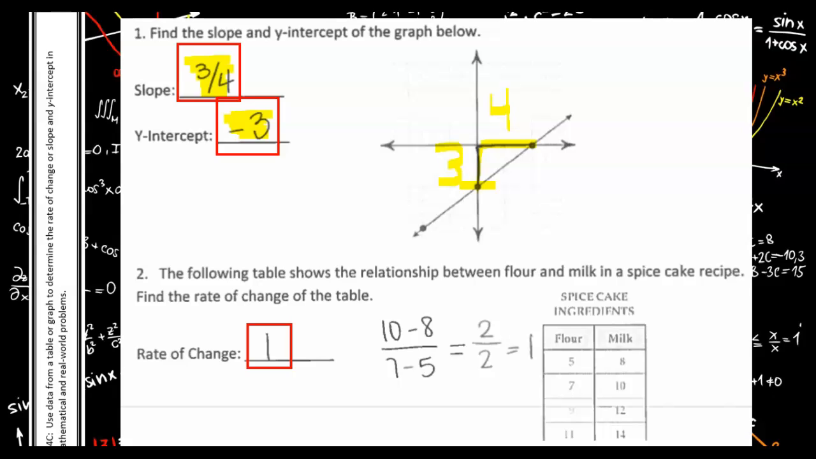Then number 2, the rate of change. You're finding the change in y over the change in x. So from 8 to 10, the change here is 2. From 5 to 7, the change here is also 2. So 2 over 2 gives us a rate of change of 1.